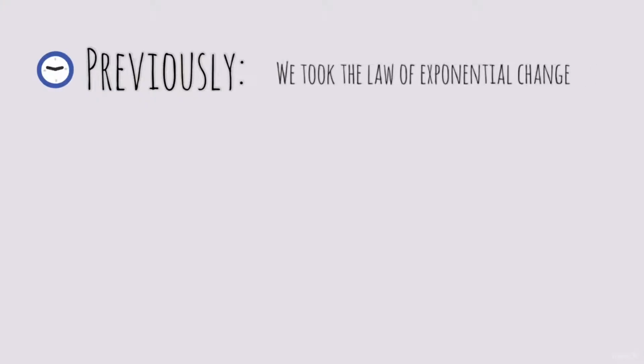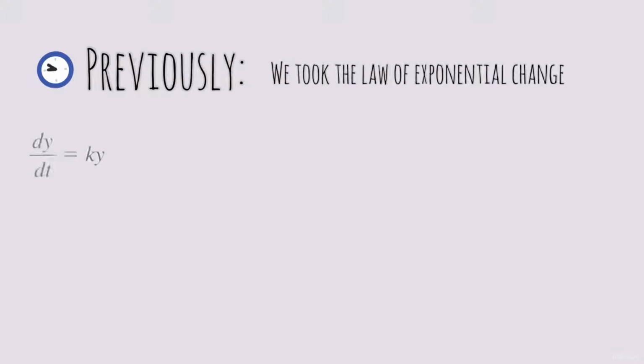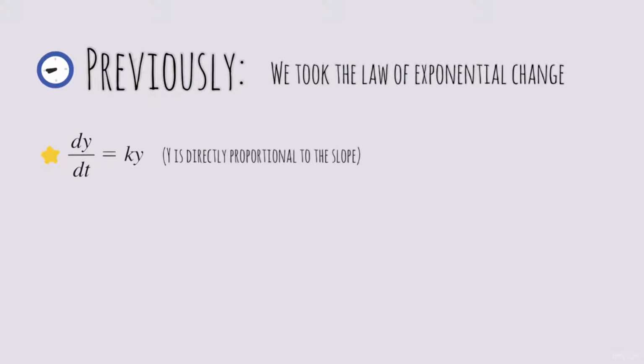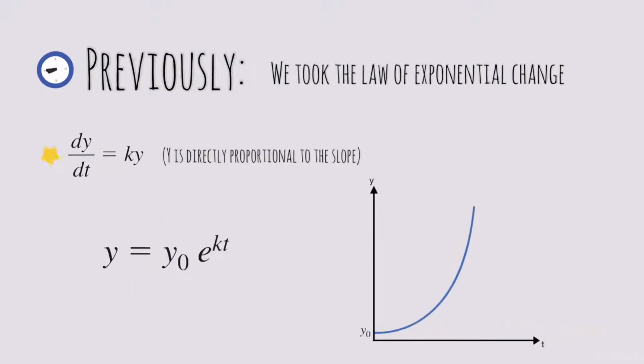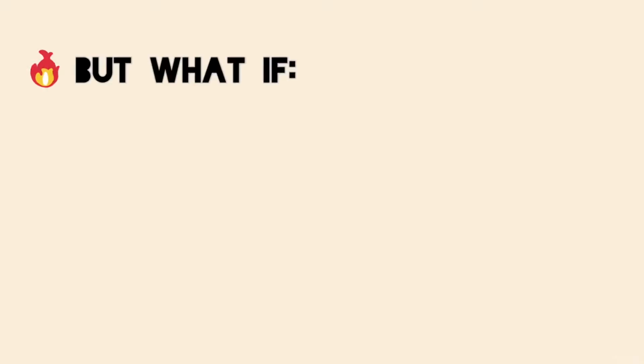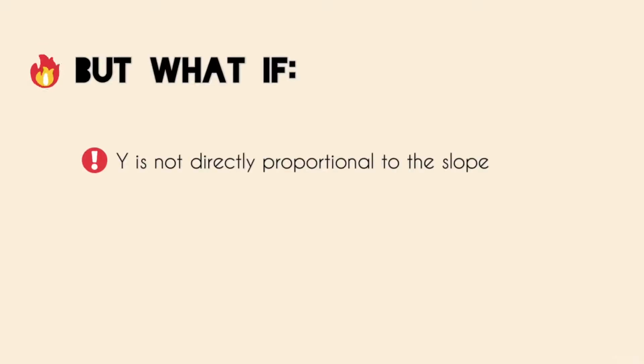Previously, we took the law of exponential change, where dy/dt = ky, so y is directly proportional to the slope. y = y0 e^(kt), giving this exponential graph, where nothing is limiting the growth. But what if y is not directly proportional to the slope, and there is a limiting factor, such as food or space? Well, then that's what we call logistic growth.